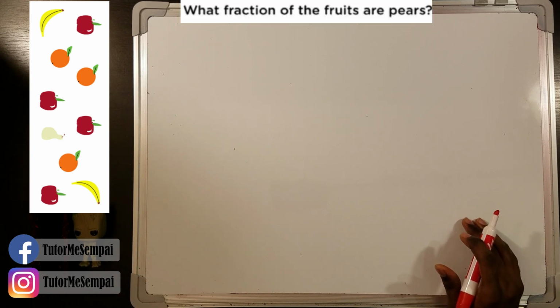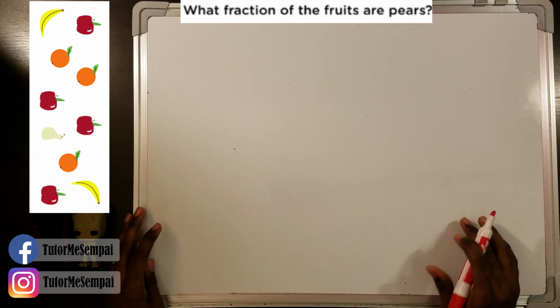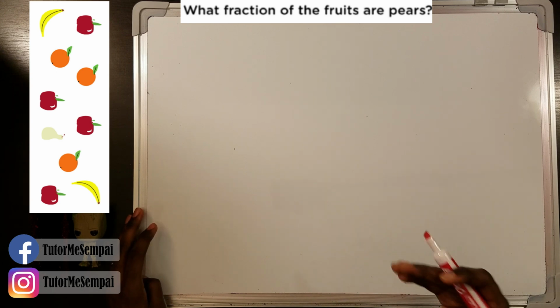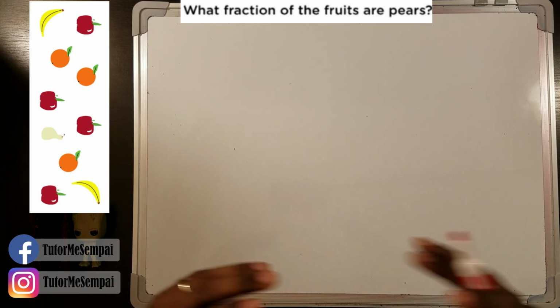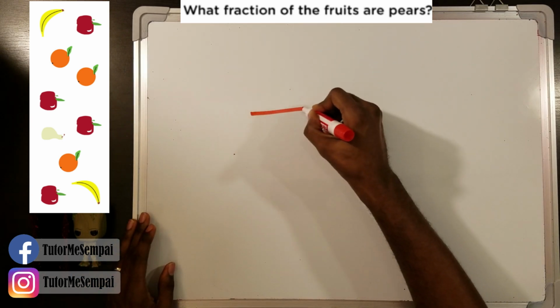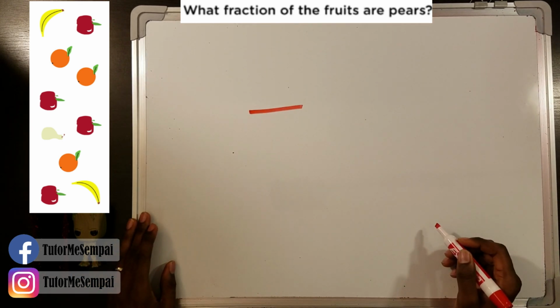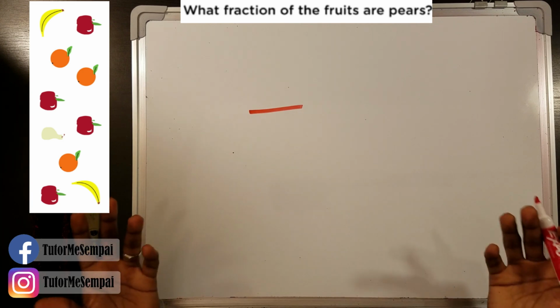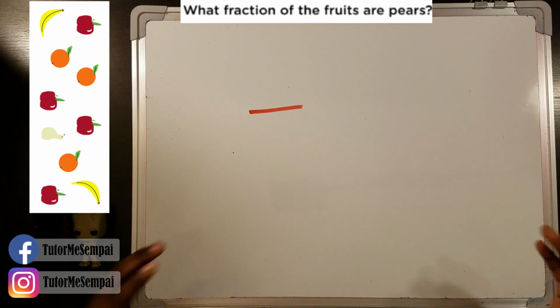So if we wanted to find out the fraction of the pears, right? What is the fraction that the pears make up out of this total group of fruit? Well, the first thing we have to do is put our bar here, and then we count up what is our total number of fruit we have. What is our big group number?